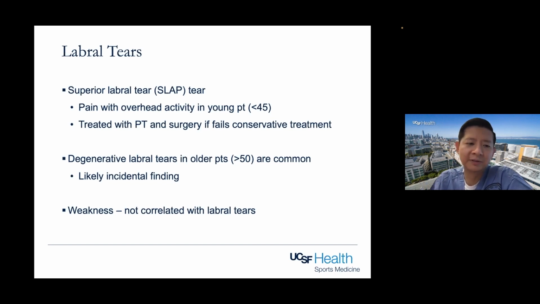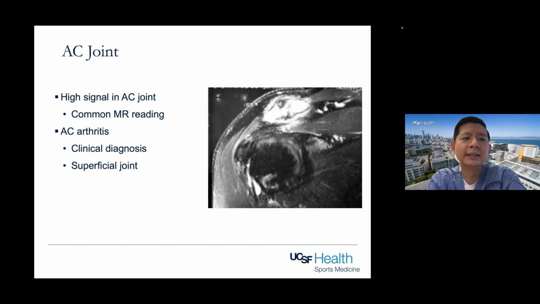So that's more of a normal finding as well. And also, if the patient has weakness and you just see a degenerative labral tear, that's not going to be responsible for it. So labrums do not correlate with weakness for patients. Okay, and then the AC joint.